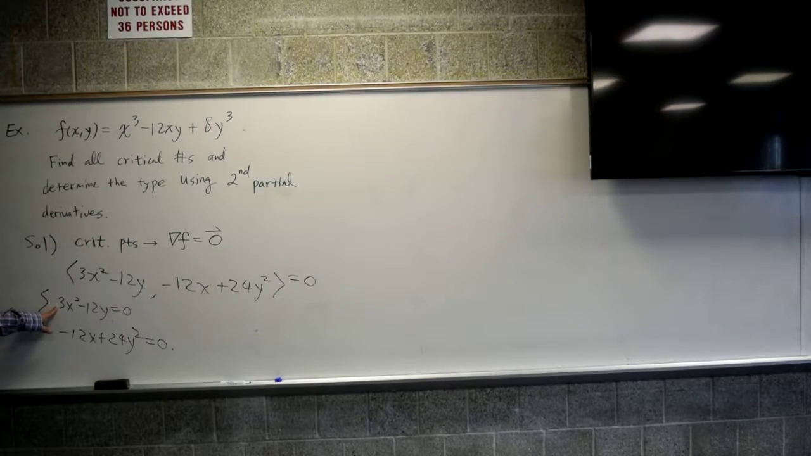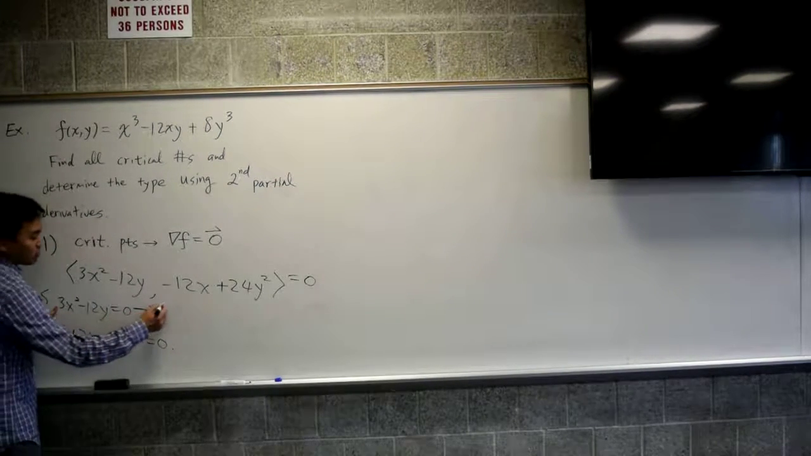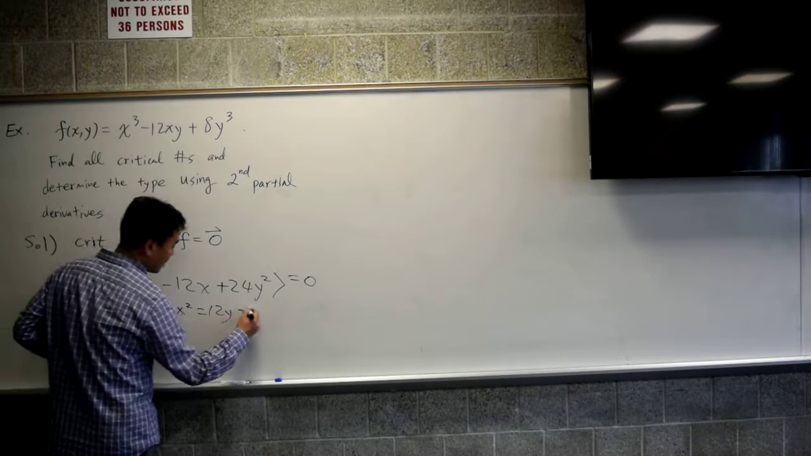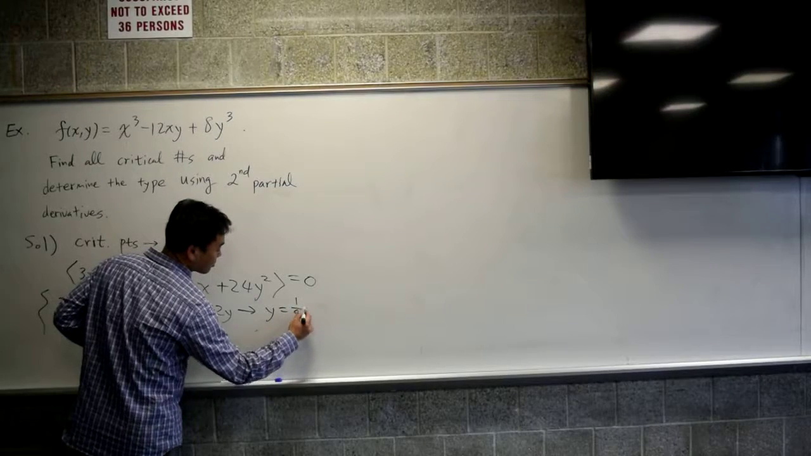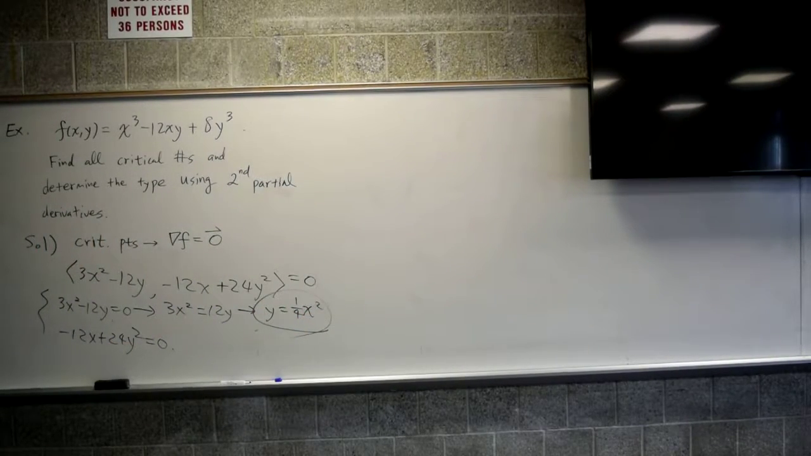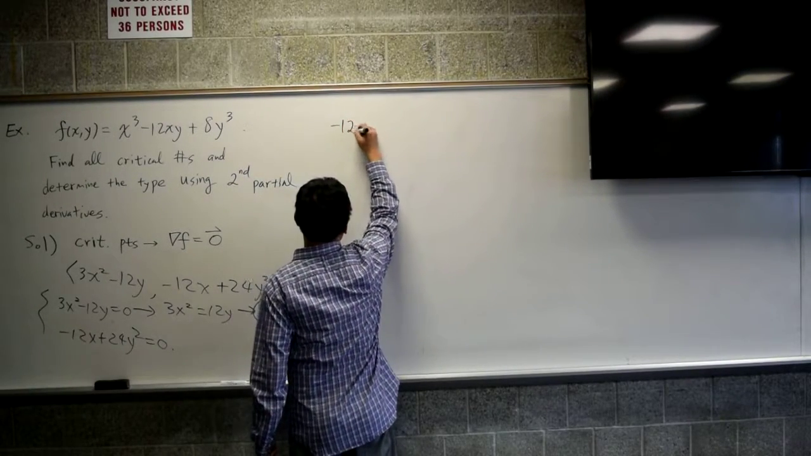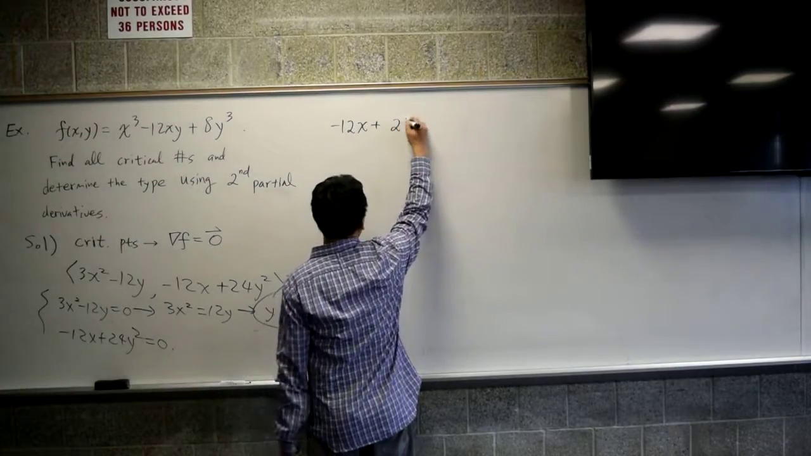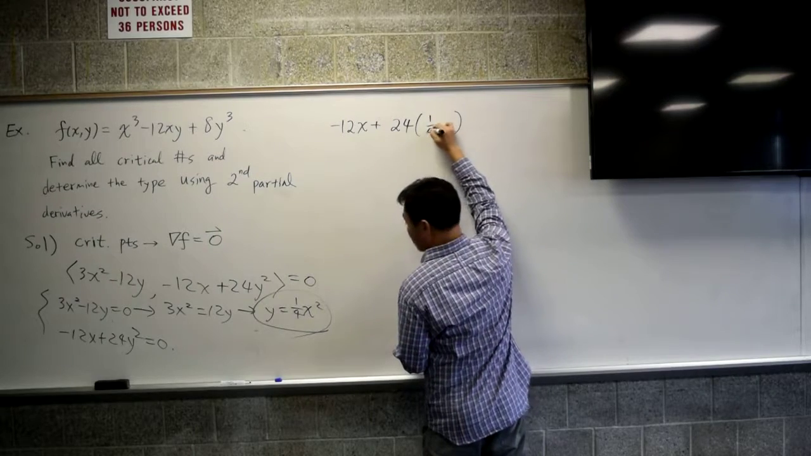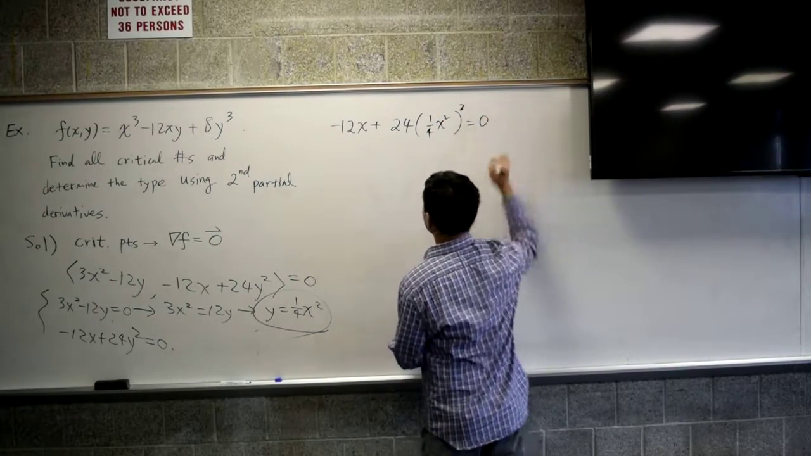Let's solve this for y, because it's easier to solve for y. You get 3x squared equals 12y. Dividing by 12, you get y equals 1/4 x squared. Good? And then you plug that into the next. Negative 12x, that's not changed, but 24, and instead of y it's replaced by 1/4 x squared, and you have to square it, equal to 0.